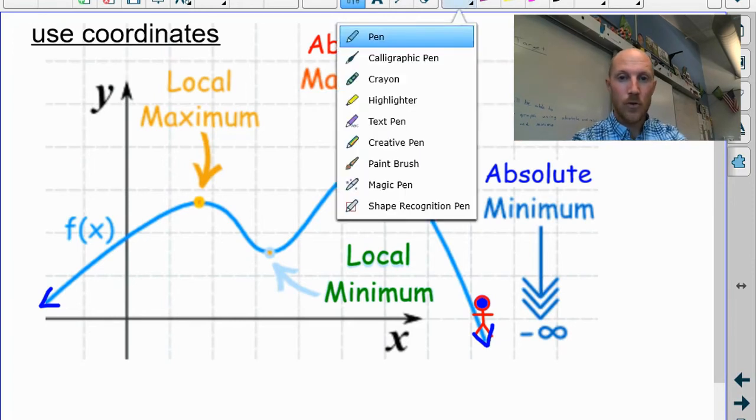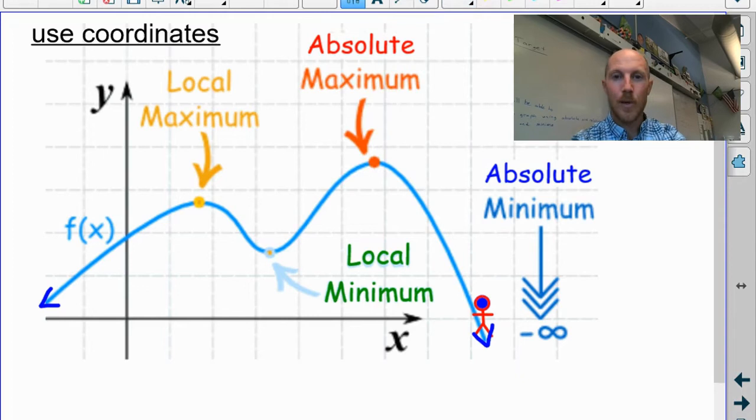And so if we were asked to describe the absolute minimum, we would not be able to give coordinates because I don't actually know where that happens. It just keeps going and going, further down and further down. I can't give coordinates for that. I don't know where it ends because it doesn't end. So the infinite feature of the graph would just say, look, the absolute minimum is infinitely far down. So we just say negative infinity.